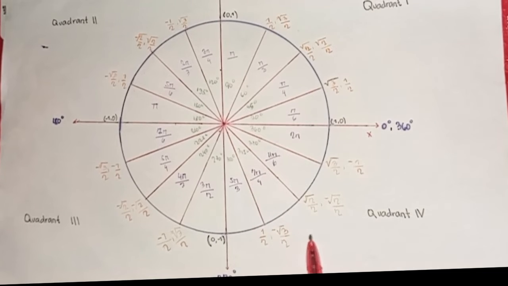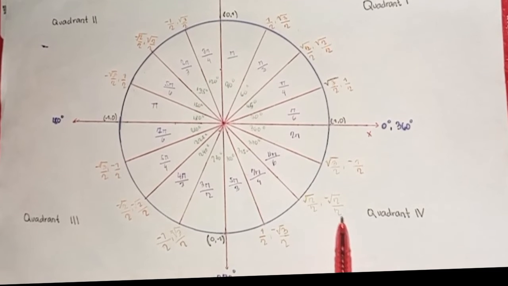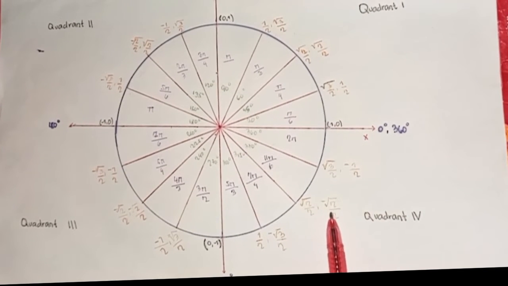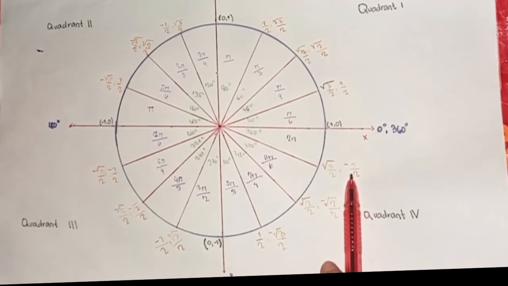For 315 degrees, we have root 2 over 2 and negative root 2 over 2. In 360 degrees, we have root 3 over 2 and negative 1 half.